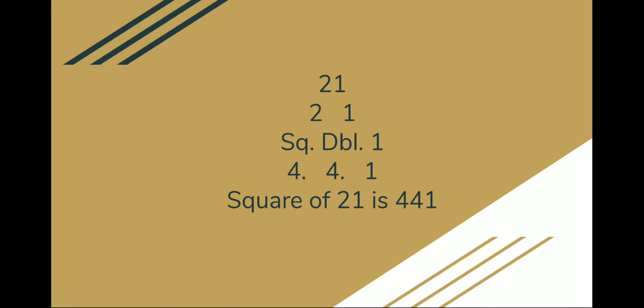Now for 21, square of 21 we have to calculate. I have broken down 21 into 2 and 1. These two parts are there. Now from these two parts I will square the first part. Square of 2 is 4, double the first part, double of 2 is 4, and 1 I will keep as such, and square of 21 is now 4, 4, 1. These three parts I will combine together to get my final answer.